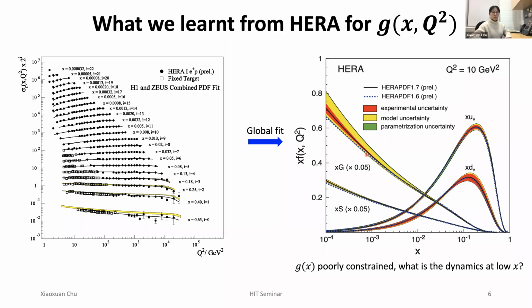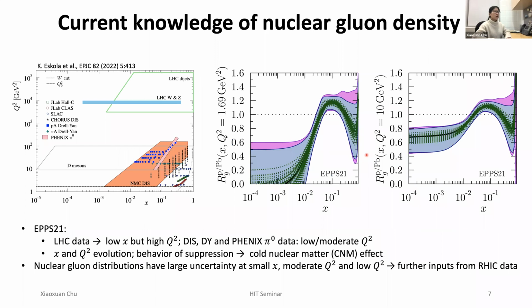And so far, I only showed the proton PDF. So in the next slide, I want to show our current knowledge of the nuclear gluon density beyond the proton PDF. So here is our newest nuclear PDF, EPPS21. It is showing the nuclear gluon density in the middle and the right plot. The gluon density is presented in two Q square bins, the lower Q square and the relatively high Q square. And this extracted gluon density is using the data which is shown in the left-hand side plot.